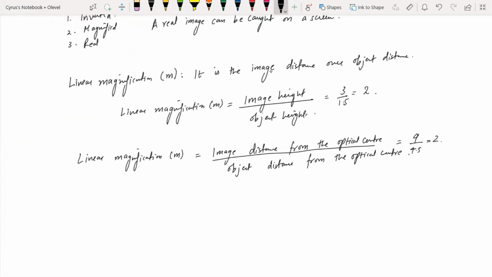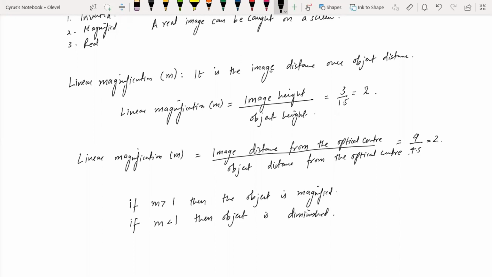और एक बात याद रखिएगा that if m is greater than 1, then the object is magnified. And if m is lesser than 1, for example 0.5, 0.2, something like that, right? 0 और 1 के दरमियान, if m is lesser than 1, then the object is diminished. The object is diminished. उसका size जो है वो छोटा होगा, right? So I hope you learned the concepts well, and now you'll be able to comprehend the different situations.